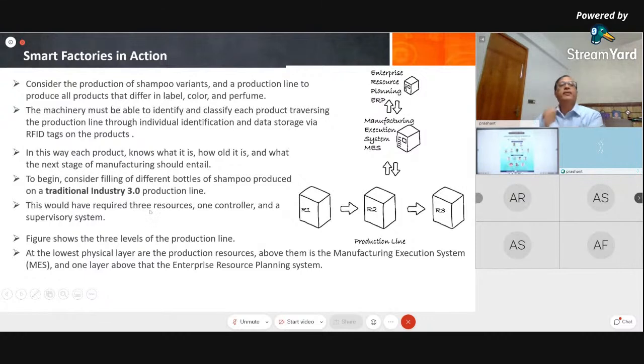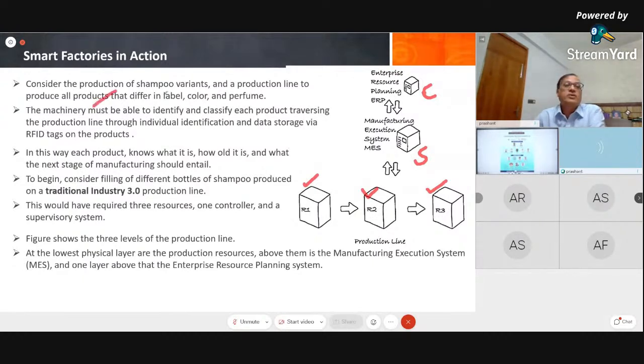Yes. So, I have an example once again here, and the example I'm taking is shampoo variants. Let's say you have three or four kinds of shampoo that have to be filled in bottles. If you go by the conventional Industry 3.0 concept, the previous concept before Industry 4.0, then in the figure here, as you can see, there are three resources and a controller. This is the controller, and this is the supervisory system.